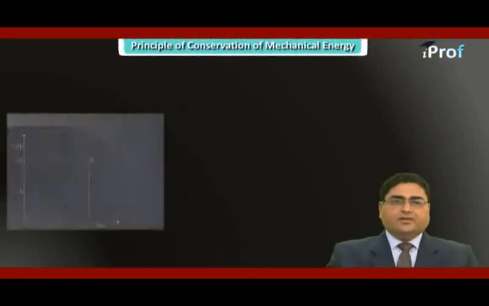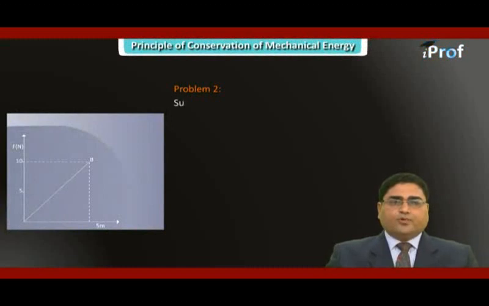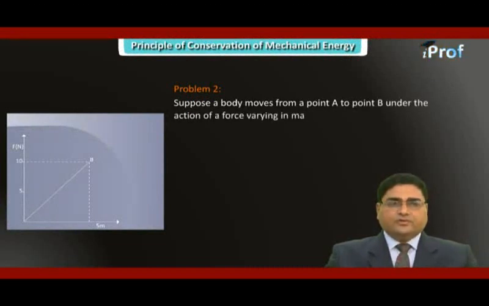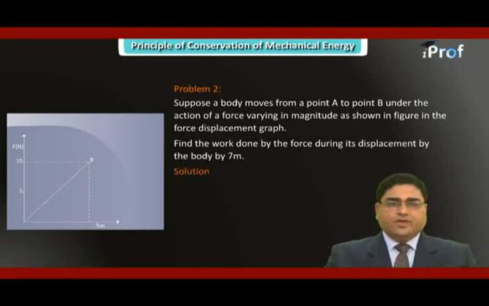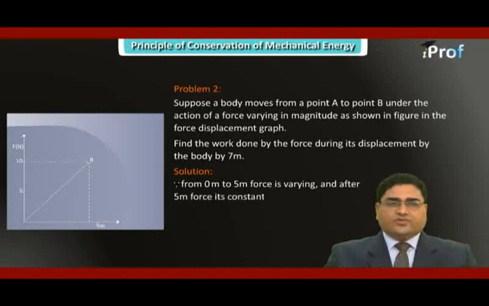Now let us look at one more illustration. Suppose a body moves from a point A to point B under the action of a force varying in magnitude as shown in figure. In the force displacement graph, find the work done by the force during its displacement. During the displacement of a body by 7 meter, from 0 meter to 5 meter force is varying and after 5 meter force is constant.